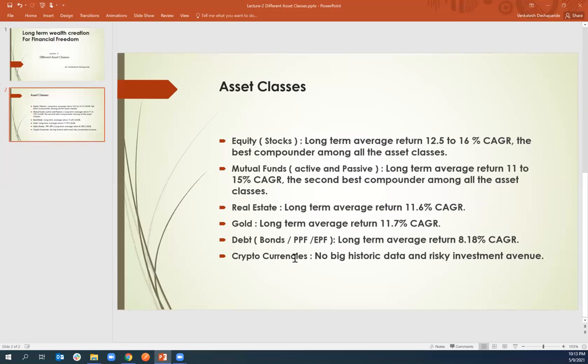For example, in the US, a debt instrument can give you around 4 to 4.5% CAGR. In the Indian context, it is 8 to 8.8%. And same in the gold context, they may have something relatively higher compared to the debt, and real estate a little bit higher than gold. And hence in India, the CAGR for mutual funds is around 11 to 15%, but in the US or other countries, it can vary from 8 to 10%.